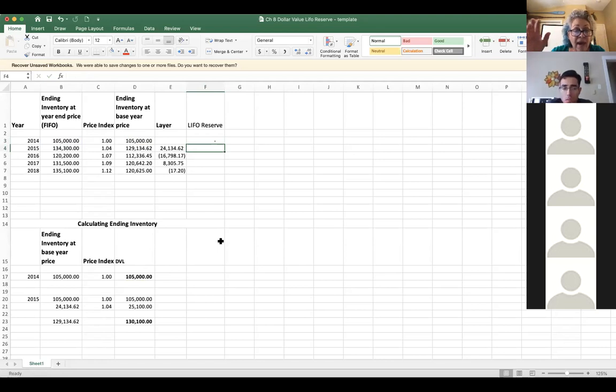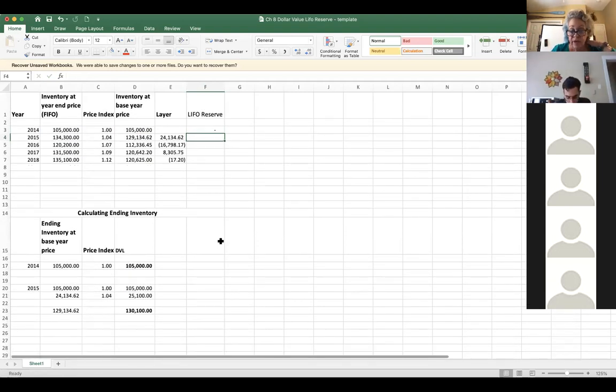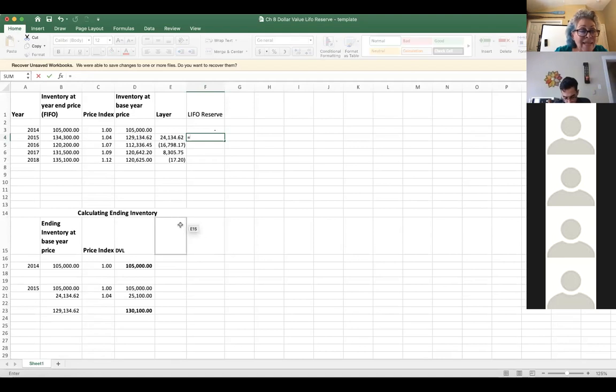I don't have a difference in my base year. So now let's look at 2015. My ending inventory at FIFO is 134,300, but my ending inventory at DVL is 130,100. So my Lifo reserve account needs to be 4,200.